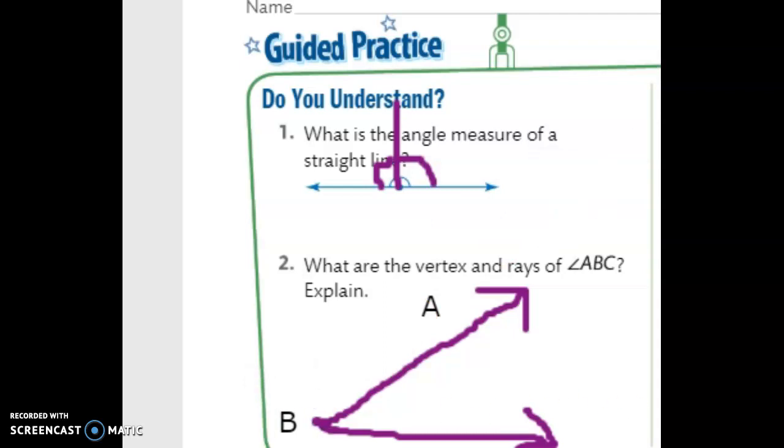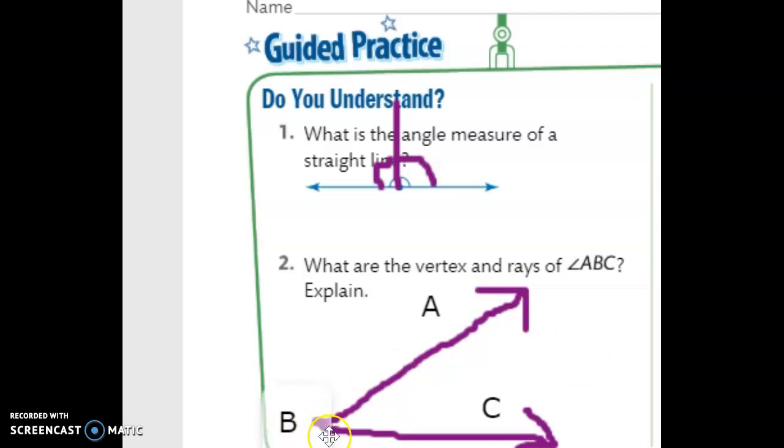Remember, a vertex is where two rays meet or two lines intersect. Let me go ahead real quick and add the label for our other ray, ray C. Remember, a ray has a point on one end. That would be our vertex here. And it goes on endlessly in one direction. A ray only goes on in one direction.